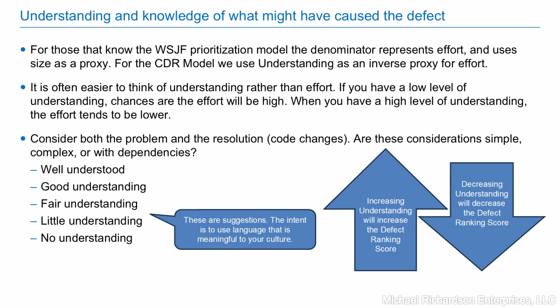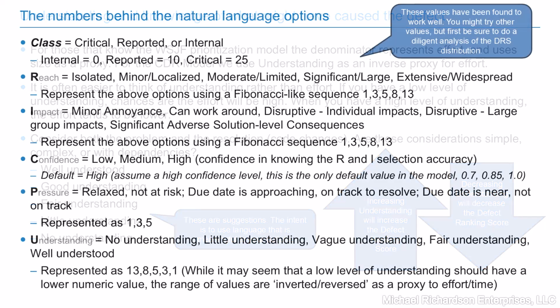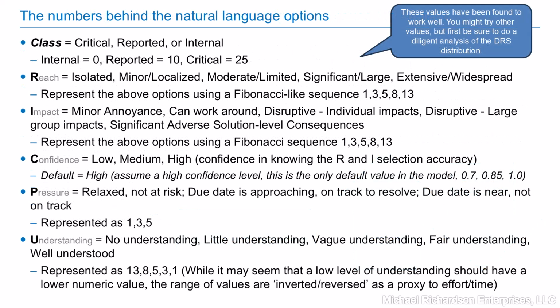As data becomes available, the team will be able to find a correlation between understanding and time or effort. However, this should not be the consideration when using the CDR model. It is better to ask a more fair question: how well do you understand the possible cause of this defect? Here you see the pairing of option text and option values. These values have been found to work well.